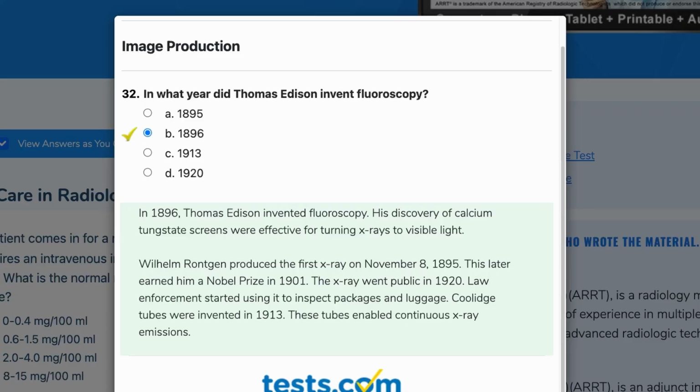The X-ray went public in 1920. Law enforcement started using it to inspect packages and luggage. Coolidge tubes were invented in 1913. These tubes enabled continuous X-ray emissions.